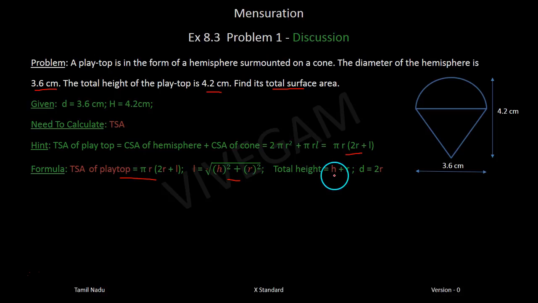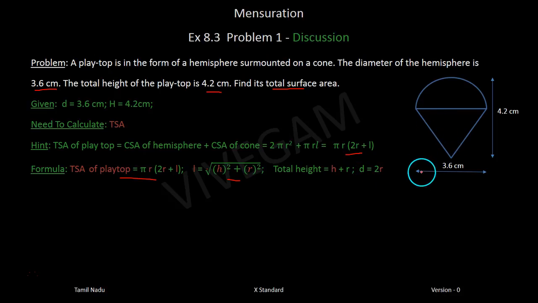But now we come to this formula. Total height is the height of this cone plus the radius of the hemisphere. So h plus r. So we know the total height, 4.2 centimeters. We know the radius, so we should be able to calculate the height. Then actually the radius is not known here, it's only in the next step that we know. So d equal to 2r.